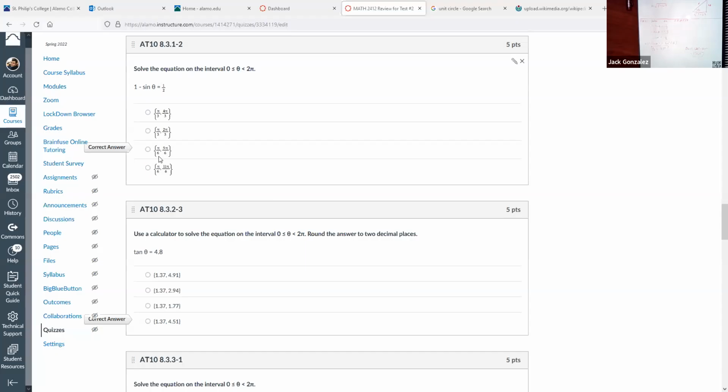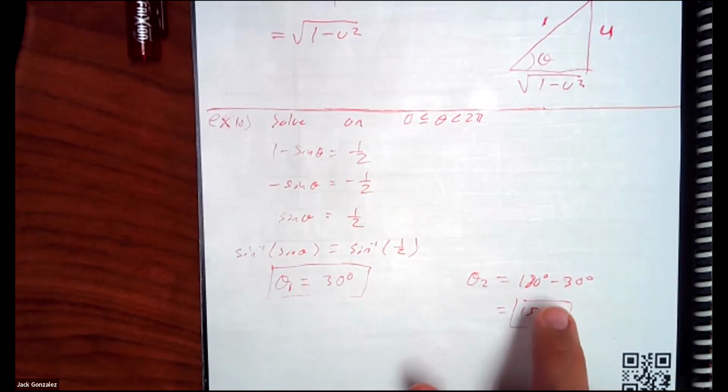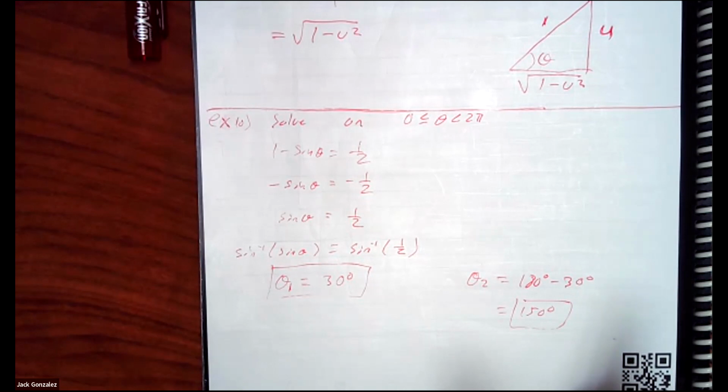That's what they have, pi over 6 and 5 pi over 6. That's the same as 30 degrees and 150. So if you were to use radians, subtract from pi instead of 180 degrees. So this would be pi over 6. This would be pi. So pi minus pi over 6 would give me the 5 pi over 6. Same thing.